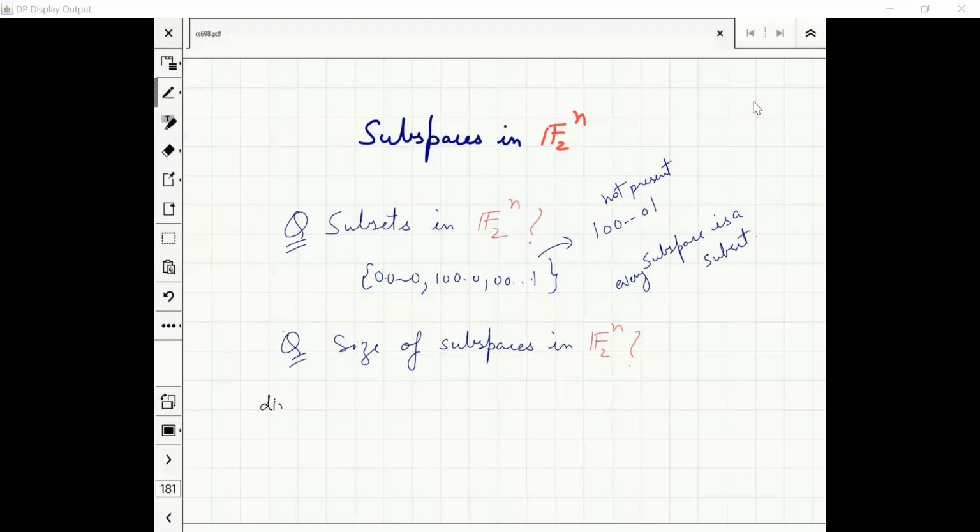What if the dimension is 0? If the dimension is 0, then this is the zero vector space. Dimension 1. What will be the size of a subspace of dimension 1? 2. Why? These are 0, and the standard vectors or any identity vector, and even, I mean 1 0 0 0 0.